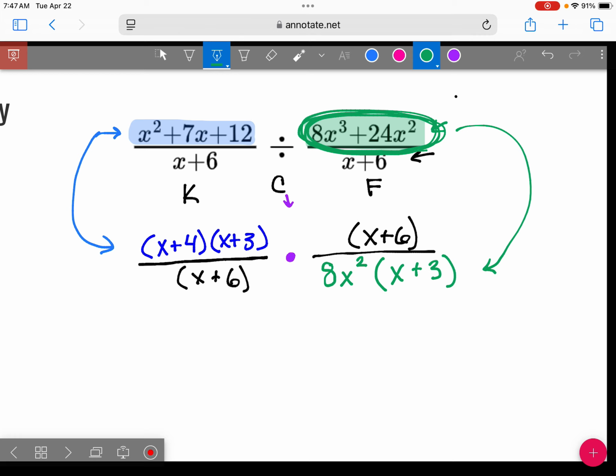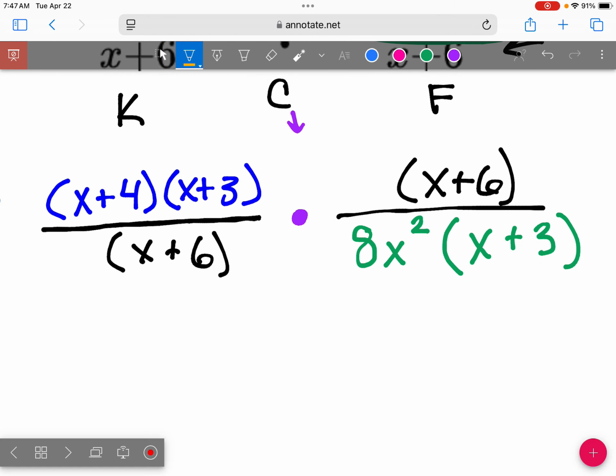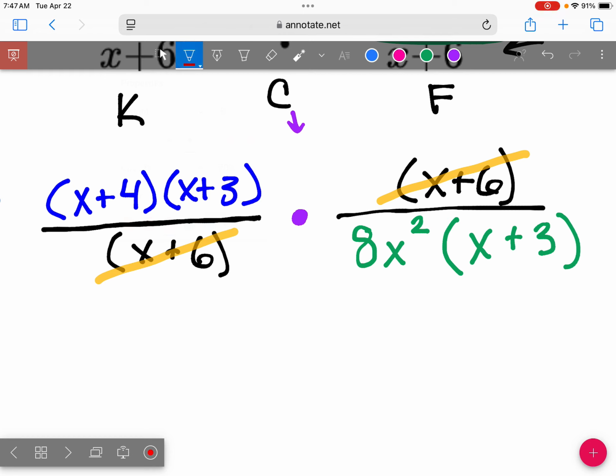Questions on the factoring or the setup part? Because then what do we got going on? What can we do next? What can we simplify? The x plus 6. Those guys are going to cancel out. Anything else? The x plus 3's.